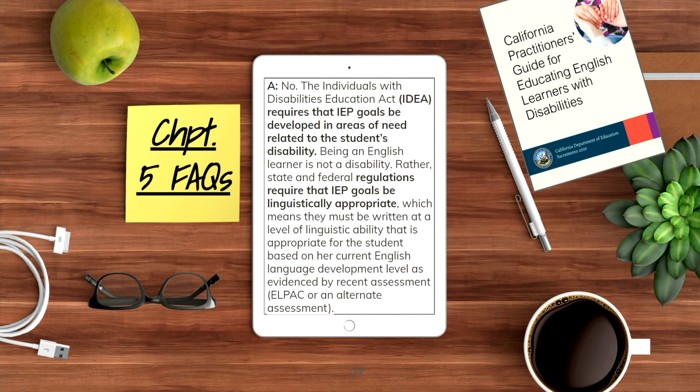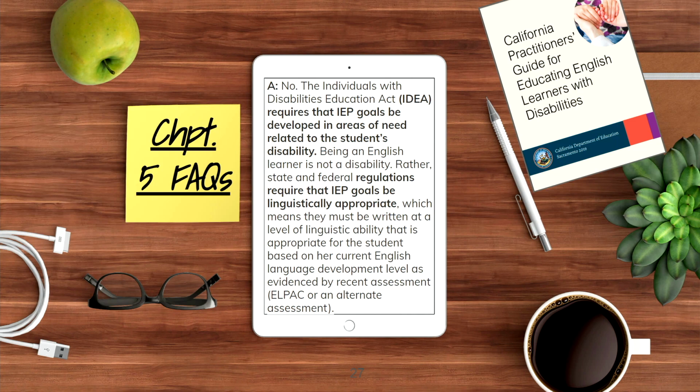Which means linguistically appropriate. Remember all the conversation we had based on that student score report? Means that the goals must be written at a level of linguistic ability of the student based on their current English language development. As evidenced by what? The LPAC or the Alt-LPAC. So no standalone ELD goals are necessary.